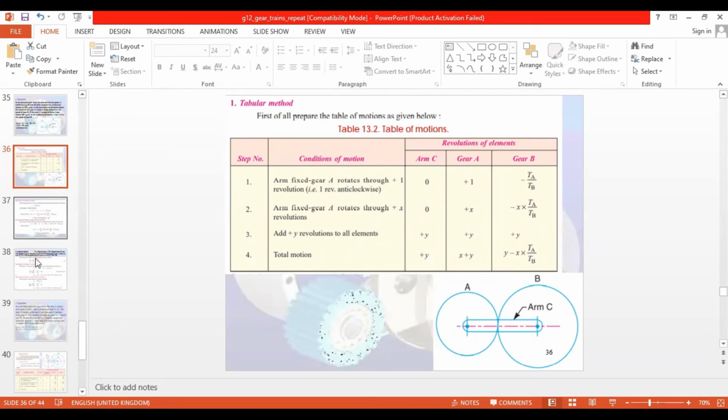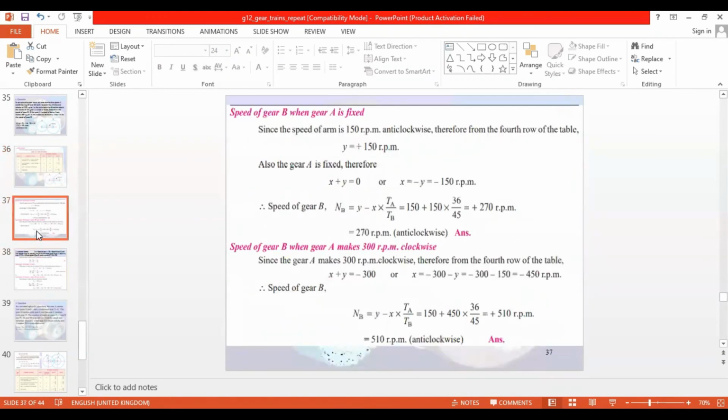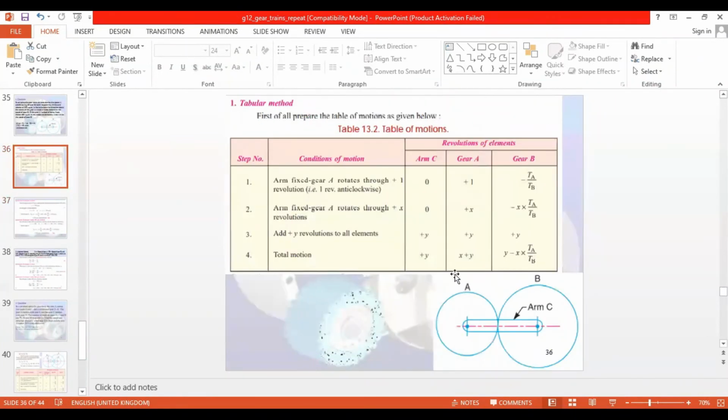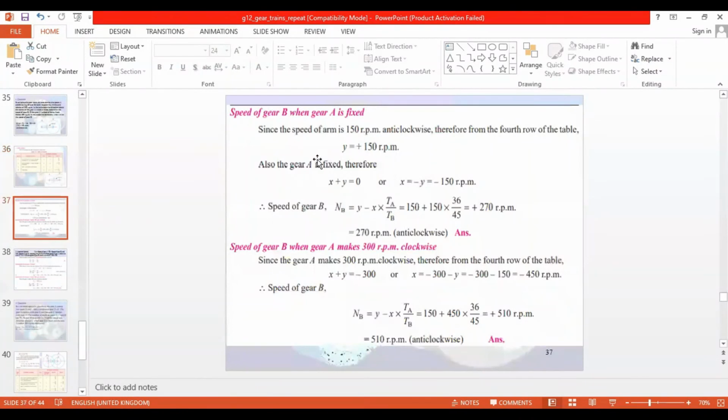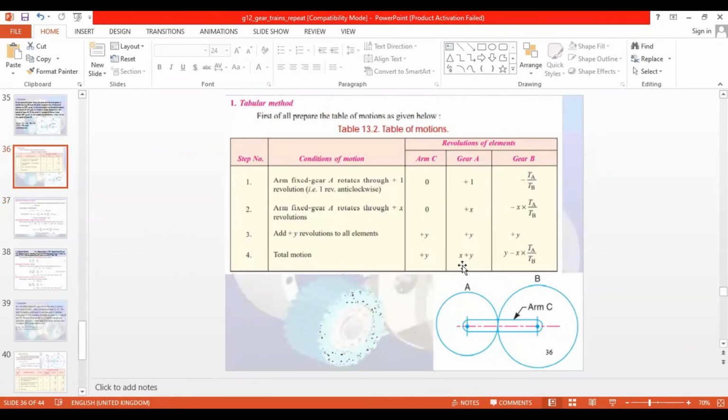So motion of A, it is said that gear A makes 300 RPM clockwise, right? So X plus Y is equal to minus 300, right? X plus Y is equal to minus 300. Minus is for clockwise motion because anti-clockwise is taken as positive here, right? You see here, anti-clockwise is taken as the positive. So clockwise means definitely you have to put the negative. And 300 is the motion of the A, right?